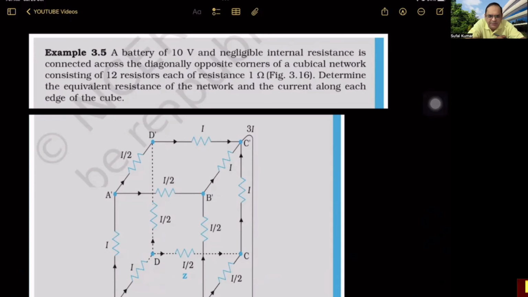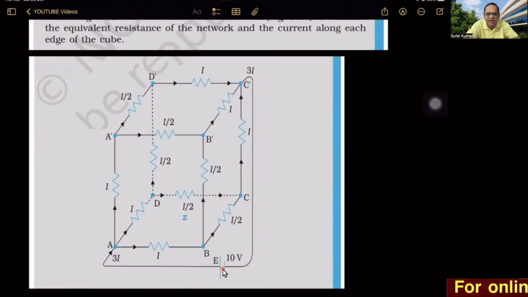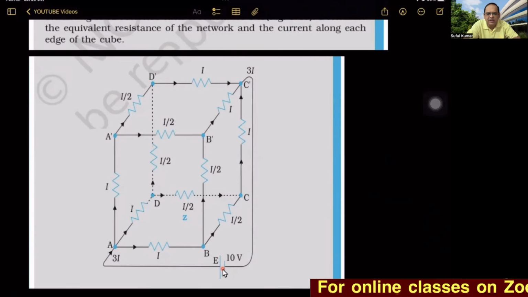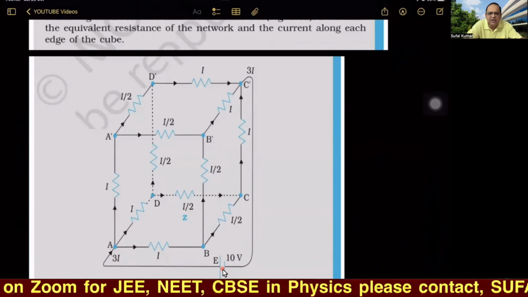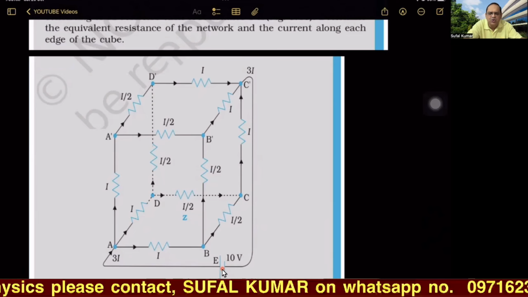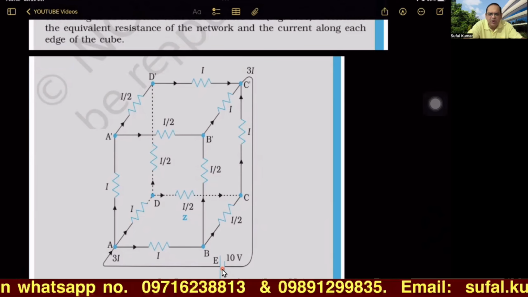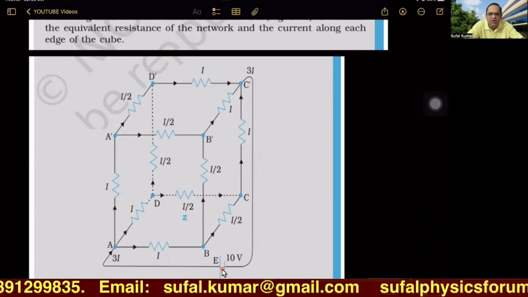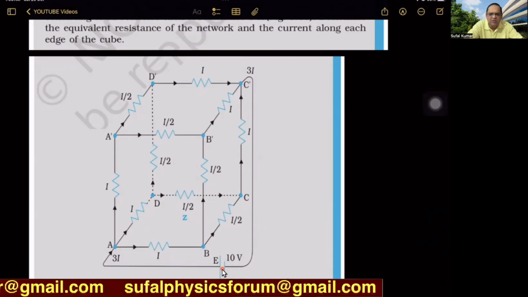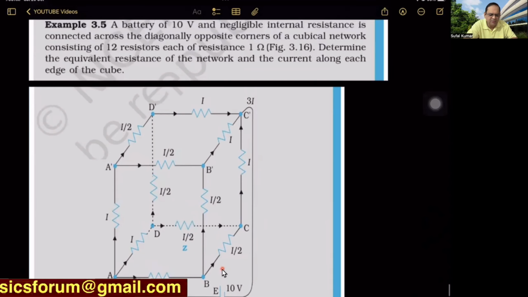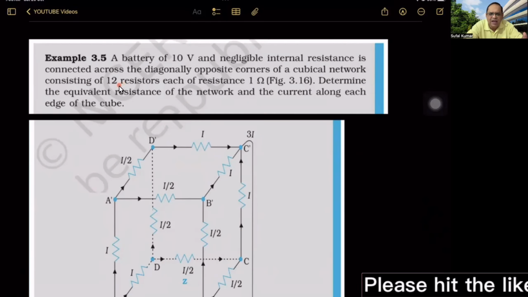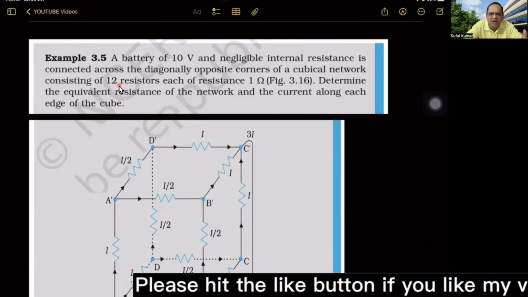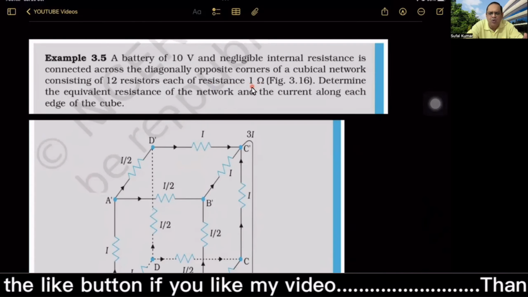Now in this question, this is a 10 volt battery, the source of current, in this complex network having the shape of a cube. That means this complex network is given in the form of a cube, which has 4, 8 and 4, 12 edges. All 12 edges have equal resistance, say R, and here it is given as 1 ohm, so all 12 edges are 12 resistors of 1 ohm each.